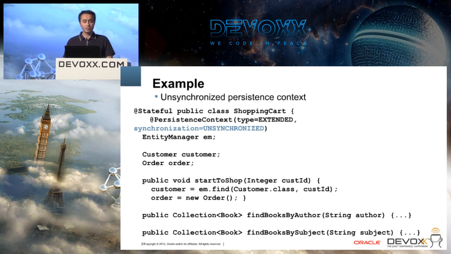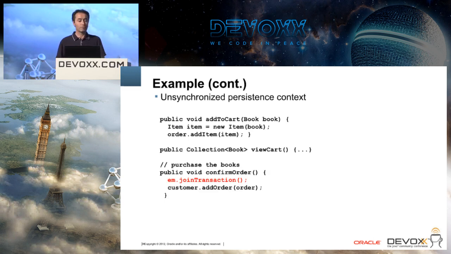So in this case, actually, I should point out, one more change I made here, which I just missed, was the methods are transactional, right? By default in EJB, if I have a stateful session bean, all the methods will be transactional. So start to shop is a transaction. Nothing happens here. We do a find, but nothing's going to be committed to disk. That order is unmanaged. Finding books, these are all in transactions, but causing no trouble for us. Adding to cart, again, there's nothing to commit.